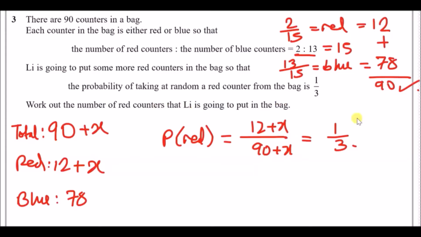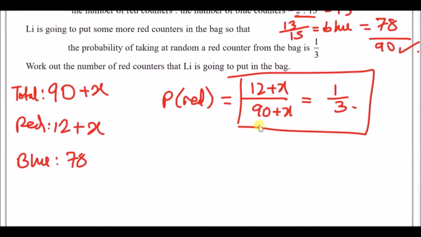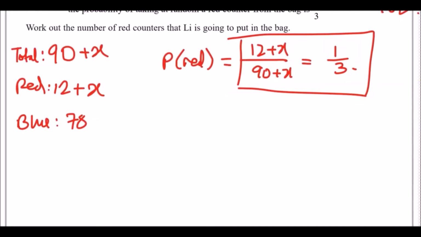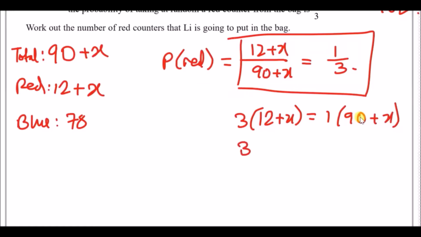Now, literally, you just have to solve this algebraic equation. The easiest way to solve this nicely is to multiply 90 plus x across and 3 across. So multiplying 3 across and 90 plus x across, you have 3 on the left side multiplied against 12 plus x, and 90 plus x on the right side multiplied by 1, which is 90 plus x. So let's go and expand both sides. 3 times the bracket, you get 36 plus 3x. The right side, 90 plus x.